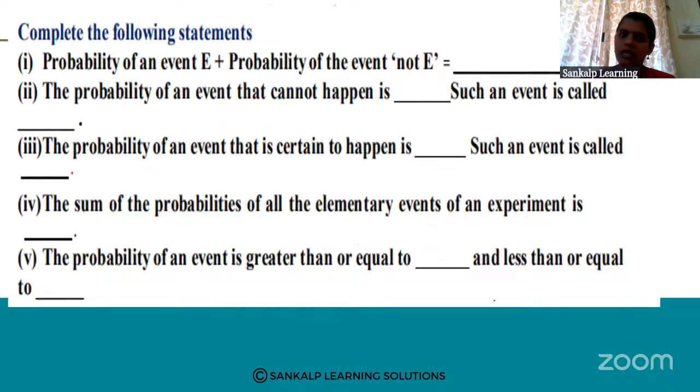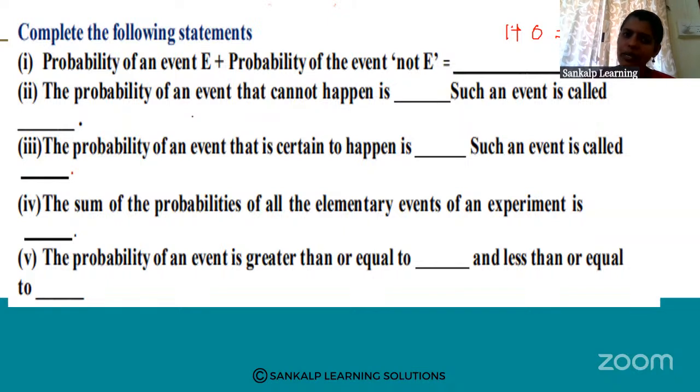Next, complete the following statements. In this chapter, we are going to get 2 or 3 marks questions. It may come as multiple choice, or as 2 marks, or 3 marks. Actually, most probably they may ask in 2 marks only. Okay. Complete the following statement: probability of an event E plus probability of an event not E. 1 plus 0, what does it become? Probability of an event E is 1, probability of not E is 0. That is 1 plus 0 is 1.